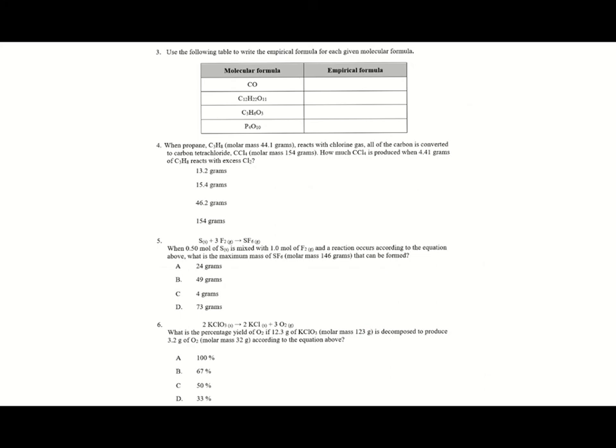We have here some multiple choice questions on the empirical formula, and we need to fill this table also. If the molecular formula is CO, what will be the empirical formula? It cannot be divided anymore because it's 1 and 1, so it will stay the same. C12H22O11: are they divisible by any number? All of them? No. So the empirical formula will stay the same, C12H22O11. Here, you can see C3H6O3, they are divisible by 3.